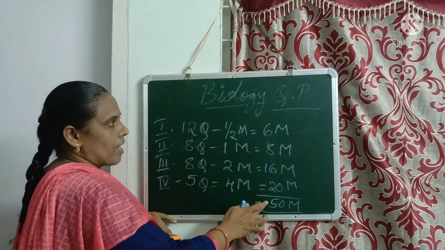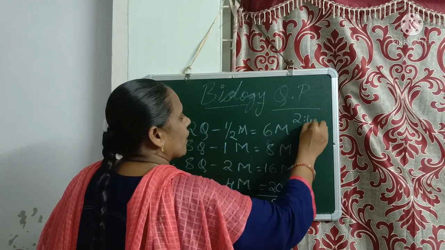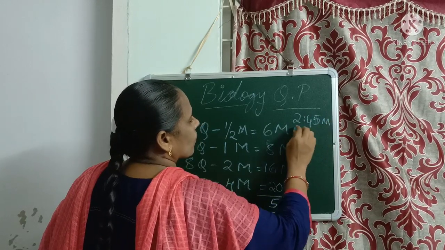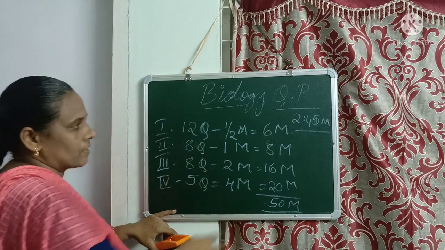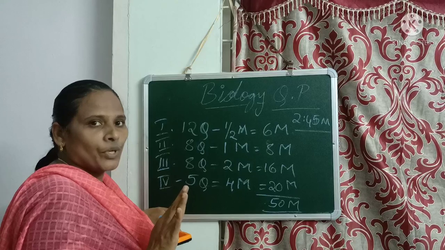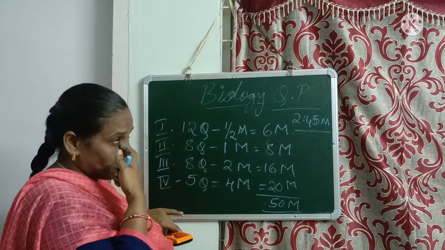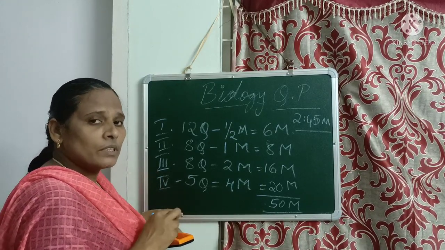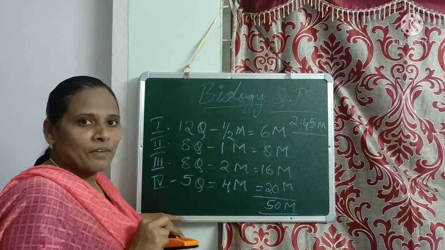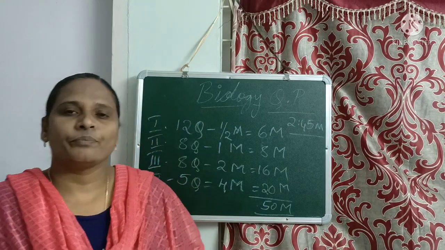You have 50 marks with a time of 2 hours 45 minutes. 15 minutes are for reading the question paper, and the rest, 2.5 hours, is for writing your answer script. So prepare well. Already you know how to write an answer script.